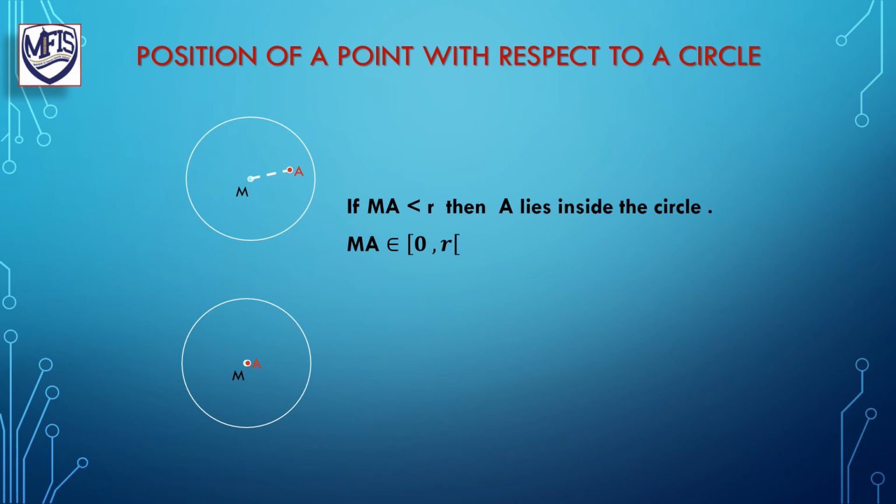The fourth position, if point A is on the center, that means the length of MA equals 0. If MA equals 0, then point A lies on the center of the circle.